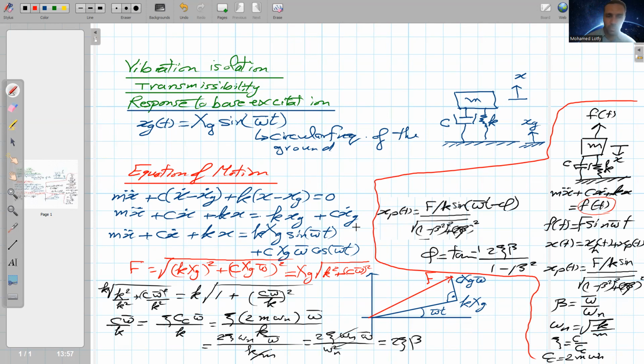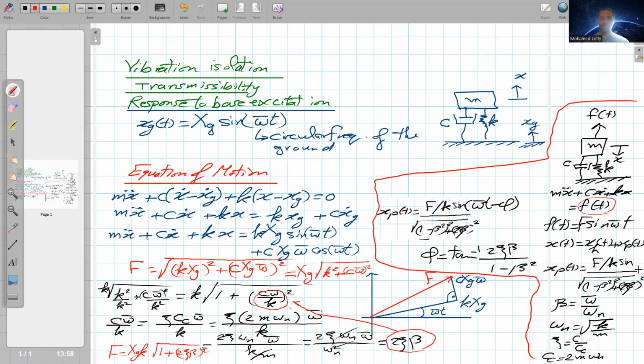Move it back to the original term: 2 zeta beta. Which term will it replace? It will replace only this term, so (2 zeta beta) all square, and this term will replace this root. So again, F will equal xg times k, multiplied by root 1 plus (2 zeta beta) all square.